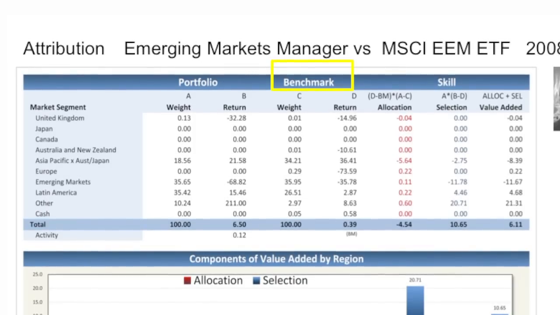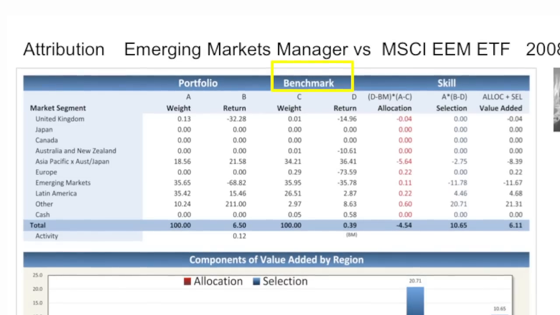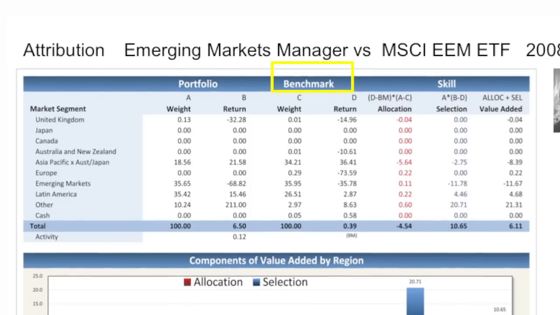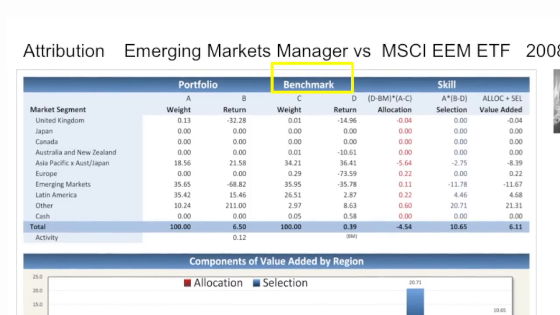Start by looking at the benchmark, these two columns C and D. All of the attribution measures wrap around these two columns, and of course include the portfolio as well. Now we can trust the portfolio results to be right, but what if the benchmark is wrong? Well, if the benchmark is wrong, all the analytics are wrong.